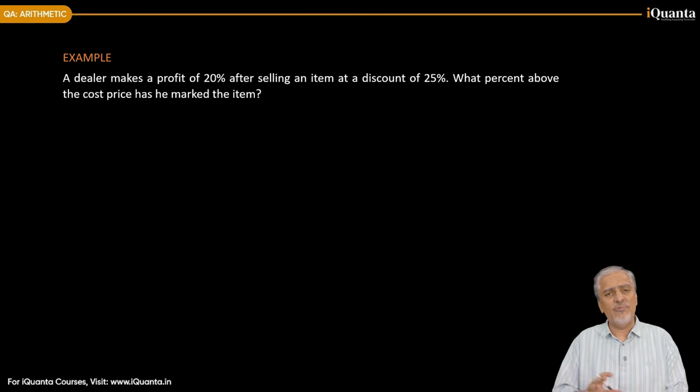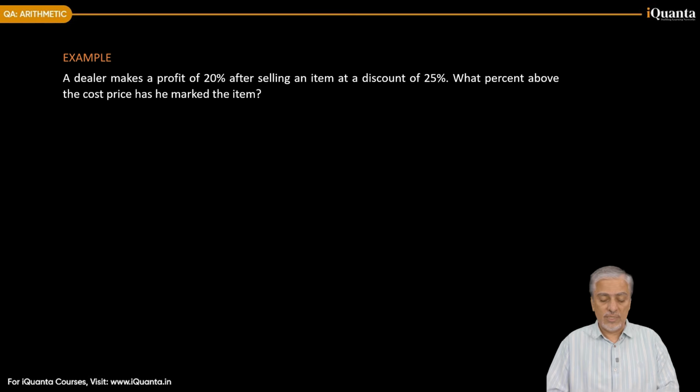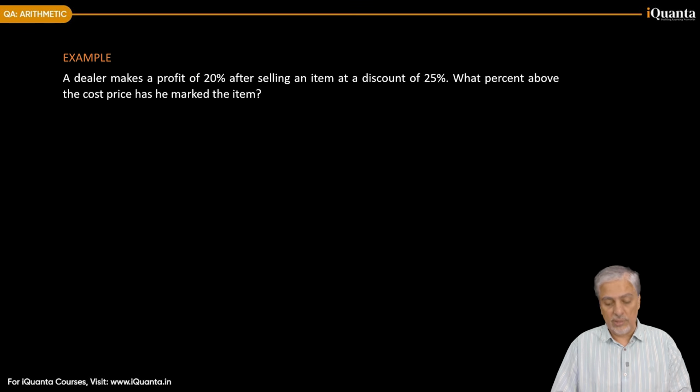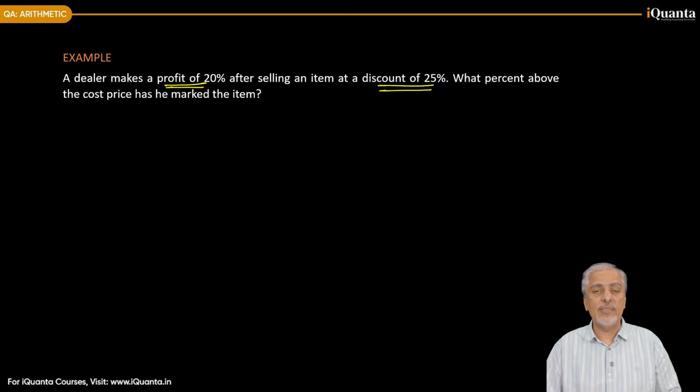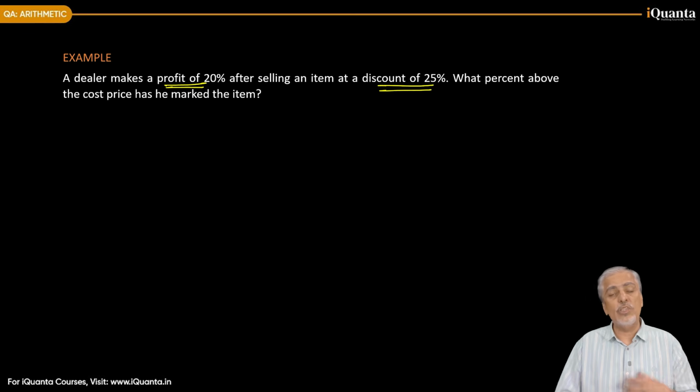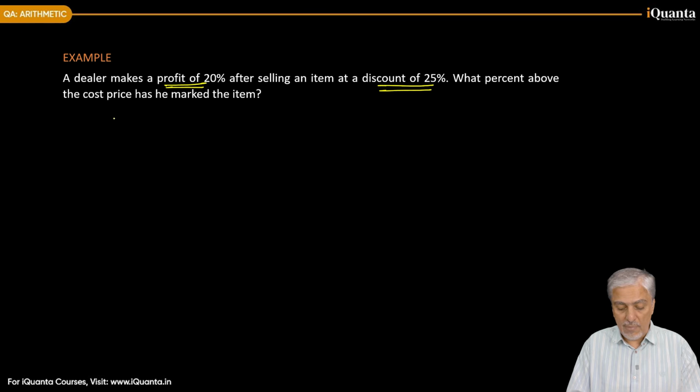And this is a very, very important concept and question of this type in this particular video. A dealer makes a profit of 20% after selling an item at a discount of 25%. So you come to my shop, I give you a discount of 25% on a product. I still make a profit of 20%. Okay, what percent above the cost has he marked the item? So we want to find how much is the mark price above the cost price, which is called a markup percent. In short, they want us to find the markup percent.